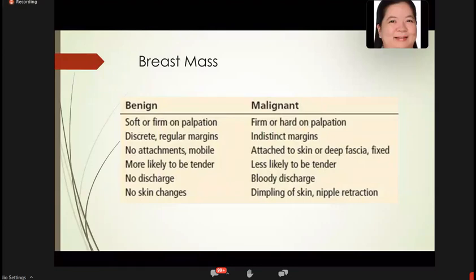On the other hand, malignant masses, usually they are firm or rock hard, okay? They are very irregular in shape, no? Indistinct margins. Most of them are attached to the skin or sometimes to the chest wall. Sometimes, no, they are fixed, no? You cannot move them, okay? Less likely to be tender, though pain is non-specific talaga, no? Some of them may present with bloody discharge, and skin changes in the form of dimpling, peau d'orange, no? Nipple retraction can be an initial sign of a malignant mass, though hindi lahat, okay?